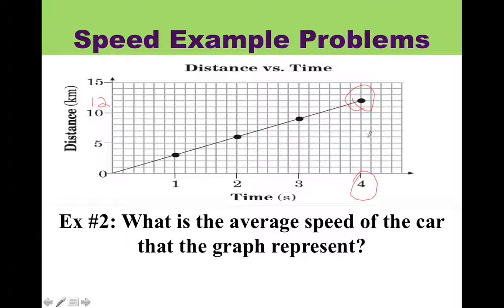So if I want to know average speed, remember distance, this one, 12 divided by 4. And what's 12 divided by 4? The answer is 3. And I'll try to work this one on the board after the video.